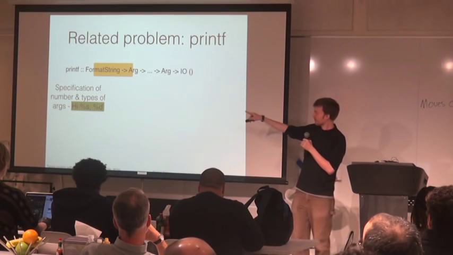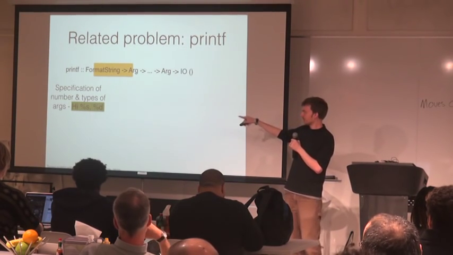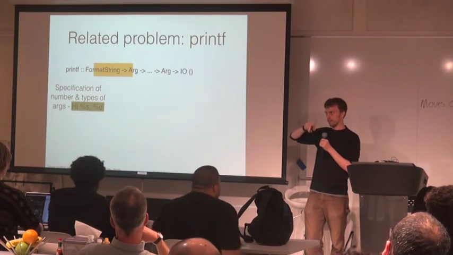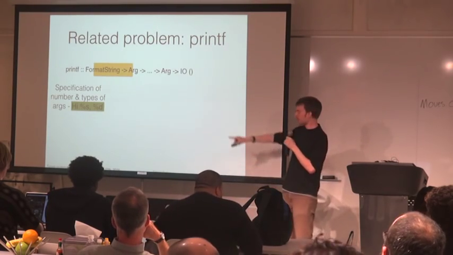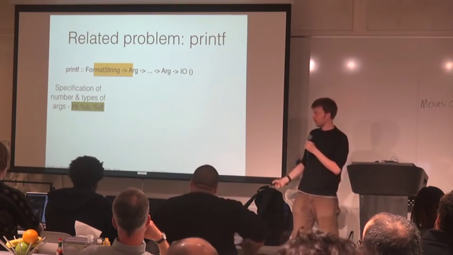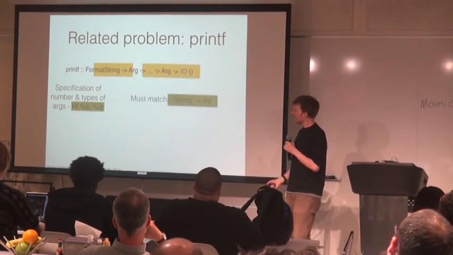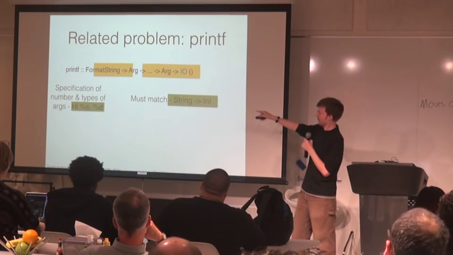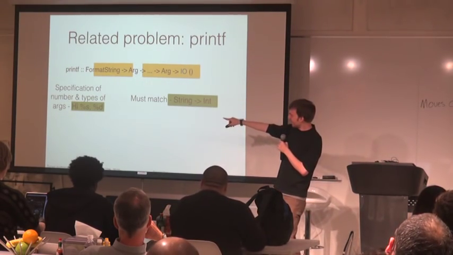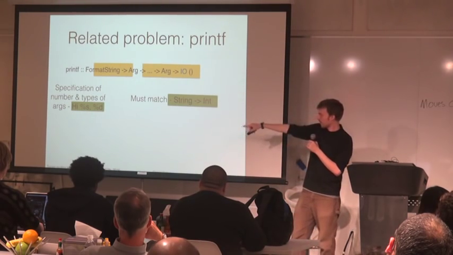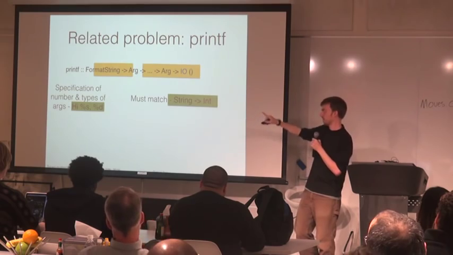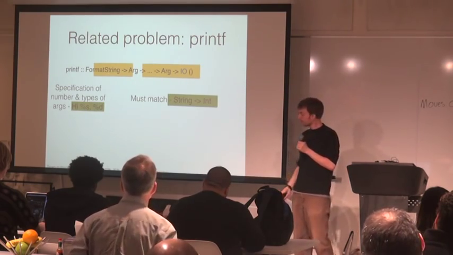And the idea is the format string is some specification of some text, the constant part of it, and there's some holes that get filled in. And so %s is going to be filled in with a string, and %d is for an integer. The idea is that the number and the types of arguments match what's in that format. So there's a string because there's a %s and there's an integer because there's a %d.